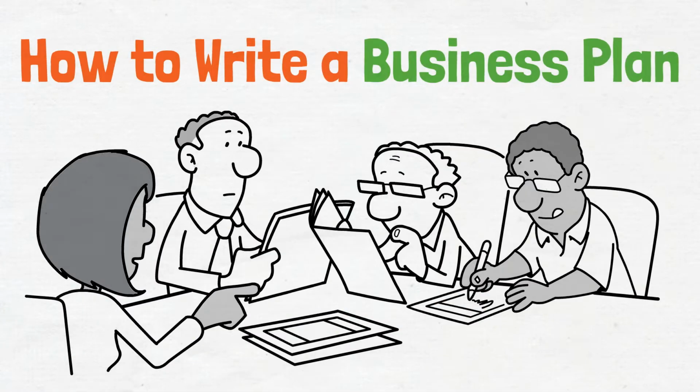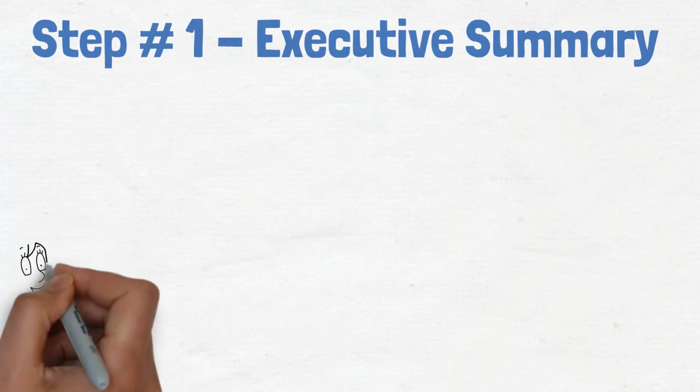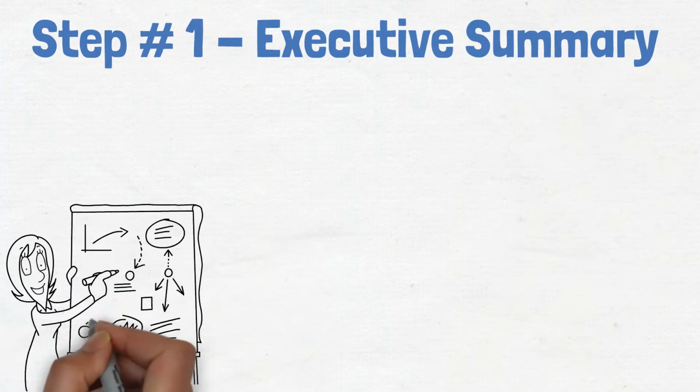Let's talk about how to write a business plan. Step number 1, executive summary. This is basically a brief overview of your business plan.